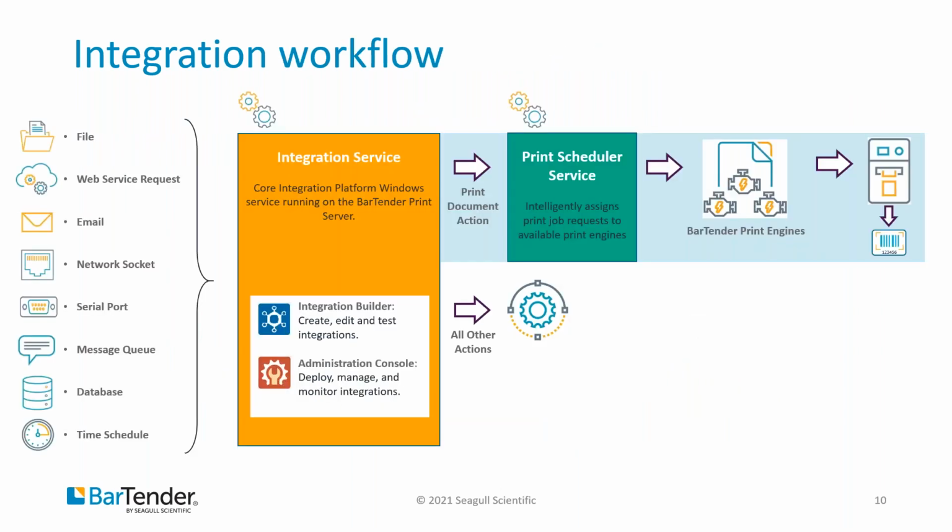If we look at the integration workflow of this, we can see there on the left-hand side the different types of integration, and we'll be going through each of those in turn when we go hands-on. Each of these are feeding into the integration service, which can either execute non-document actions directly. Otherwise, if it is a BarTender document action, it's passed to the print scheduler service, which assigns to a print engine, generates the print job, sent to the printer, and out comes a printed label. We hope.